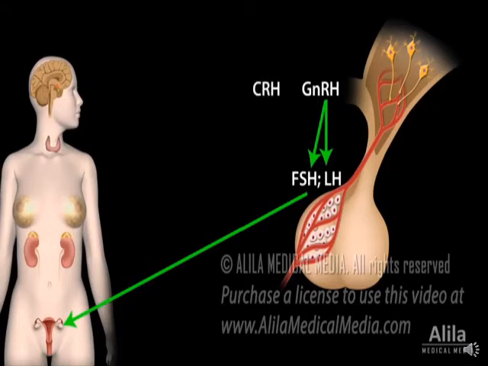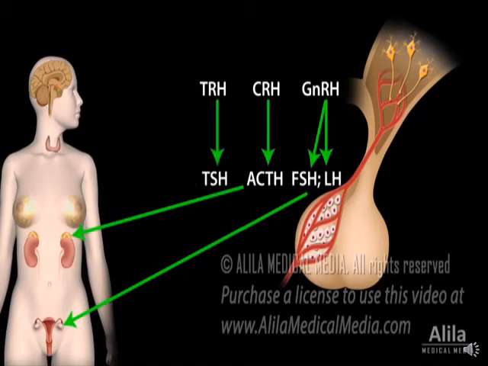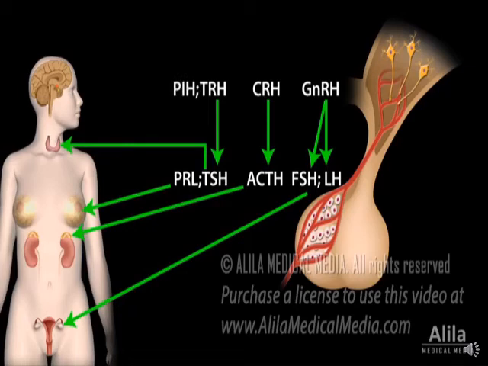Corticotropin-releasing hormone, CRH, promotes the secretion of adrenocorticotropic hormone, ACTH, which in turn stimulates production of cortisol by the adrenal gland. Thyrotropin-releasing hormone, TRH, promotes the release of thyroid-stimulating hormone, TSH, and prolactin. TSH, in turn, induces the thyroid gland to produce thyroid hormones. Prolactin stimulates the mammary glands to produce milk. Prolactin-inhibiting hormone, PIH, inhibits production of prolactin.